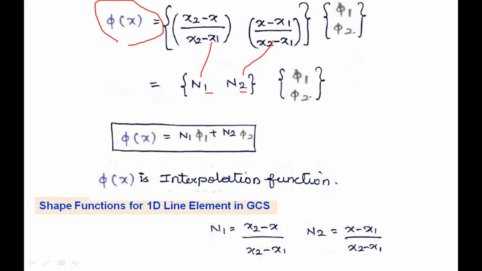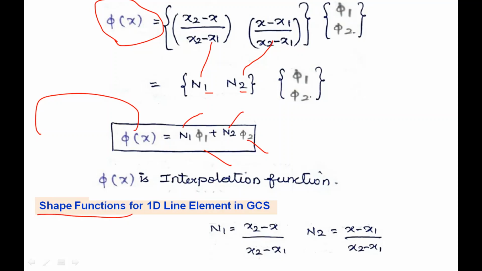So phi of x is nothing but the value of the field variable within the element at any point x, and it can be found like this: N1 multiplied by phi 1, plus N2 multiplied by phi 2. We are evaluating the field variable phi inside the element by using N1, N2 and phi 1, phi 2. This is called interpolation. Using the known values, we are finding the unknown values. So we are interpolating the field variable within the element. Now these N1 and N2 are called shape functions, the shape functions for this one dimensional element.